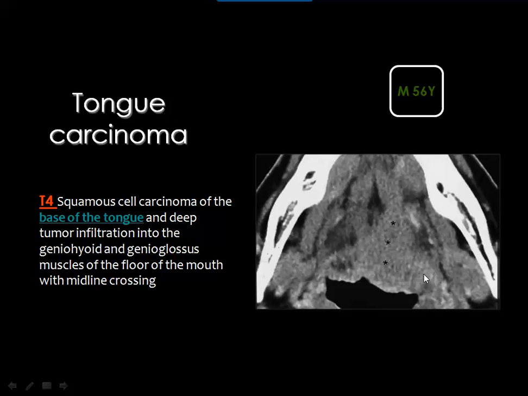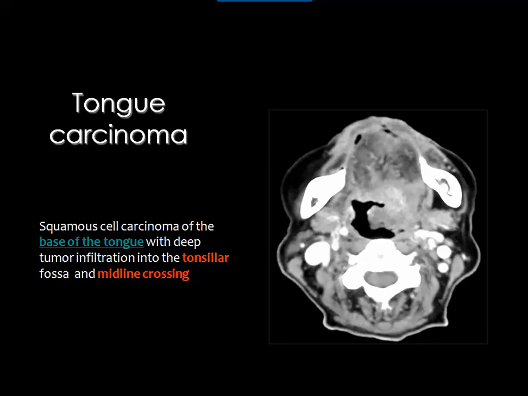It has infiltrated the mouth floor. It involved the genoglossus muscle as well as the fat plane in between, and also crossed the midline to the opposite genoglossus. And then the midline crossing of the lesion to the opposite side usually indicates that this lesion is not surgically resectable.